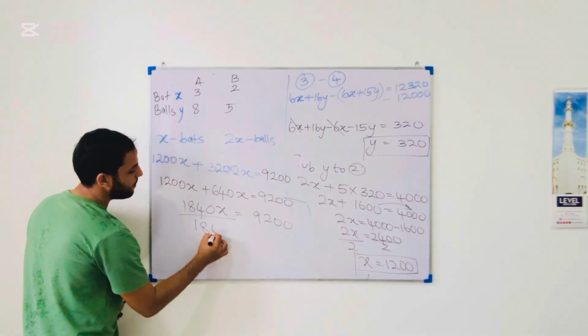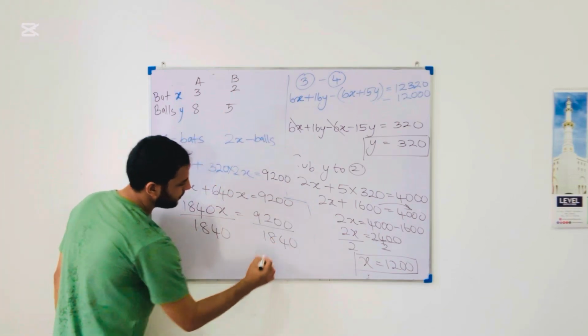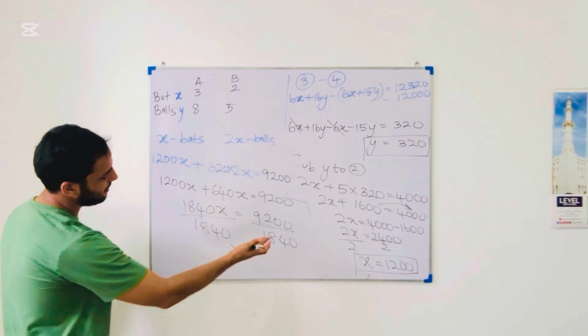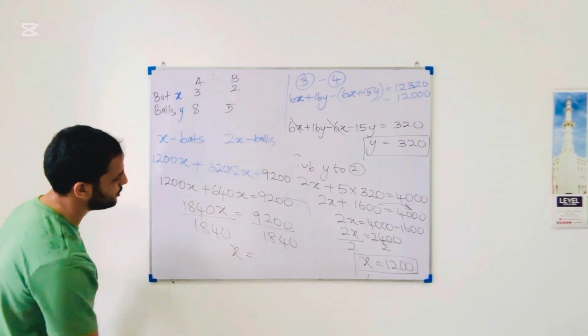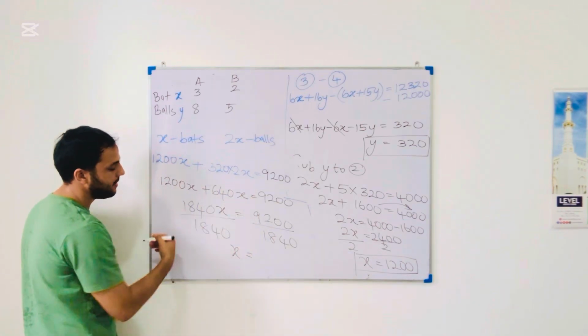Divide both sides by 1,840. Now what can we do here? We'll multiply by 5 and check, right? Because that will give you a round number. Otherwise, if you multiply by 6, you will not end up with a 0. What do I need? I need to end up with a 0. So I just multiply by 5 and check.